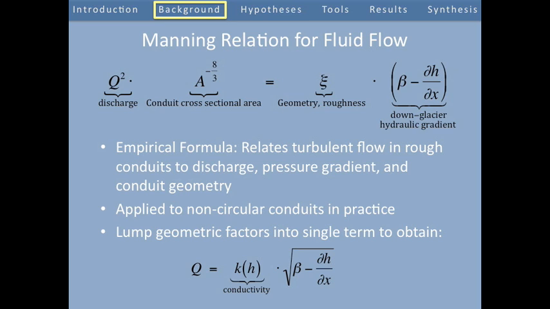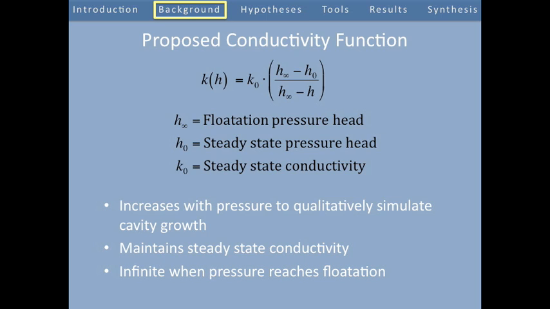It is probably one of the most successful empirical relationships in all of the engineering sciences. So I'm going to follow what a lot of folks do, like Mark Fahnestock. I'm going to lump all of the geometric parameters into a single function. That function happens to have units of discharge, so I'm going to call that volumetric hydraulic conductivity. Doing a little bit of arithmetic, we can then find from the Manning formula that the discharge is related to this volumetric conductivity multiplied by the square root of the down glacier hydraulic gradient.